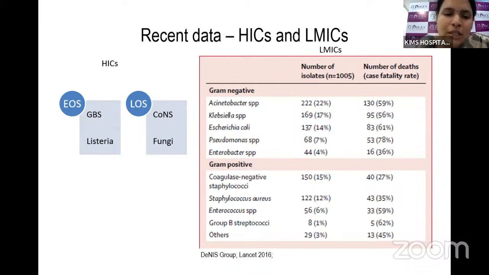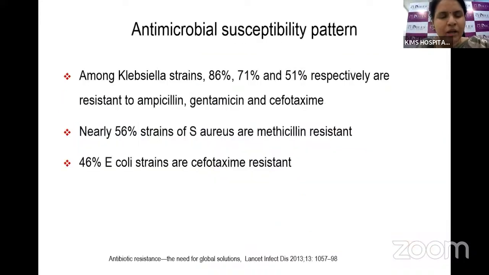And we know that the pattern in both early and late onset sepsis is similar in low middle income countries, unlike high income countries. And in both early and late onset sepsis, we see 60% gram negative isolates and 30% gram positive isolates. Gram negative isolates earlier were predominated by Klebsiella, whereas now they are dominated by Acinetobacter. Now coming to the antimicrobial susceptibility pattern.